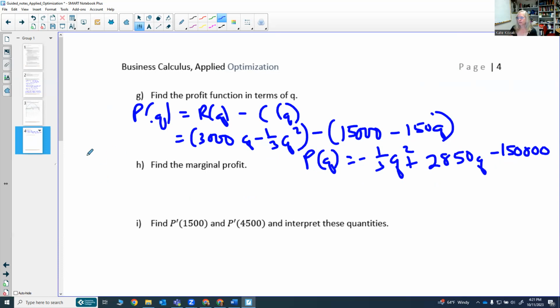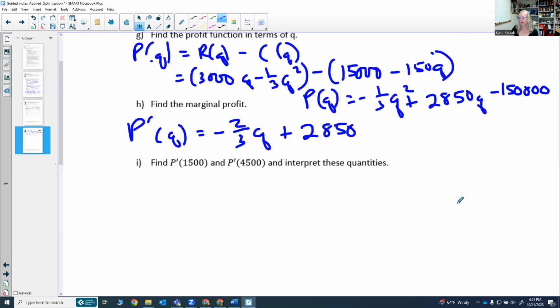Now find the marginal profit. The marginal profit is the derivative of P with respect to Q. So that'll be minus 2/3 Q plus 2,850.